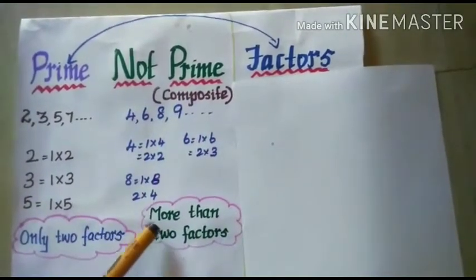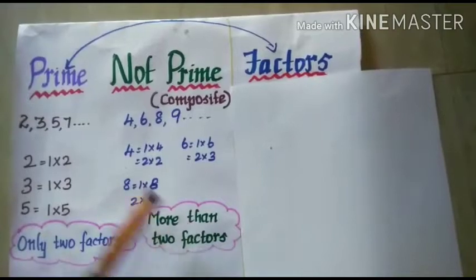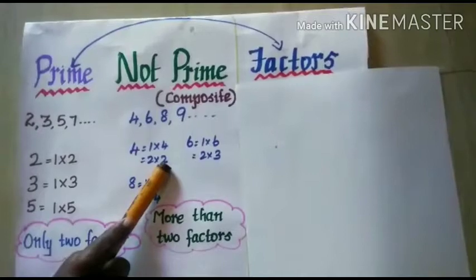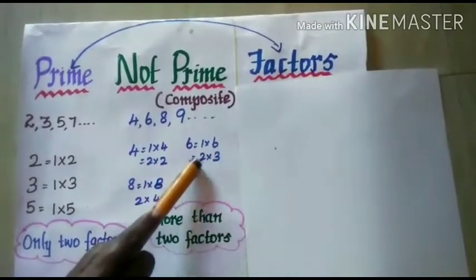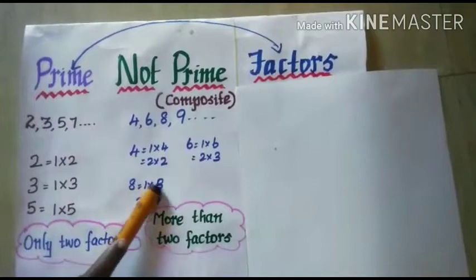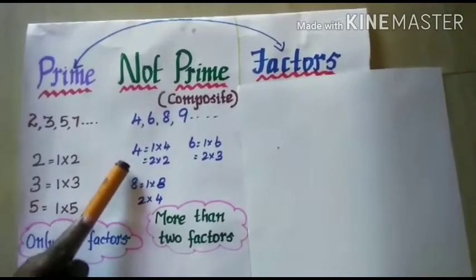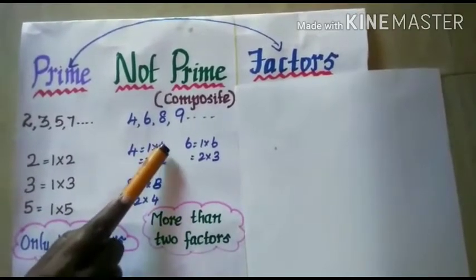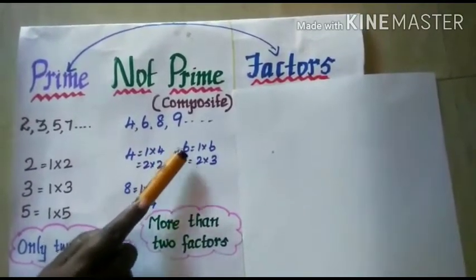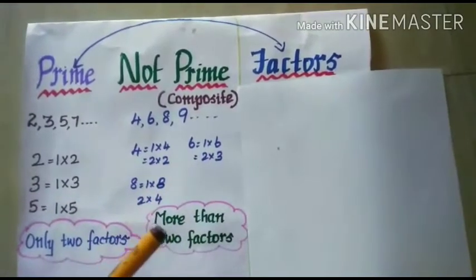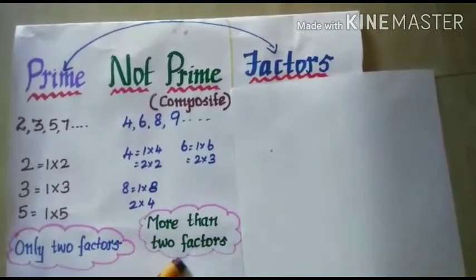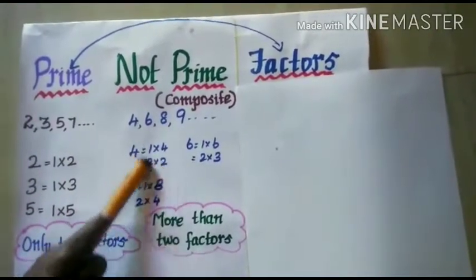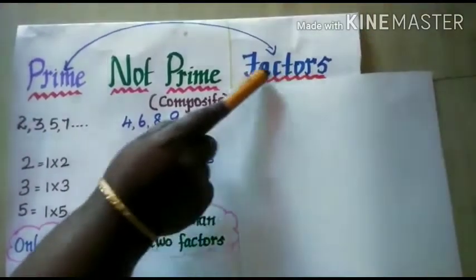Composite number is a number which has more than two factors. For example, if I take 4, I can write 4 as 1 into 4, 2 into 2. If I take 6, 1 into 6, 2 into 3. If I take 8, 1 into 8, 2 into 4. So here when you come to 4, how many factors? 1, 2, 4. So 3 factors. And 6 also has more than 2 factors. So if a number has more than 2 factors, it is called a composite number. This one we used to call factors. Here I have written factors.